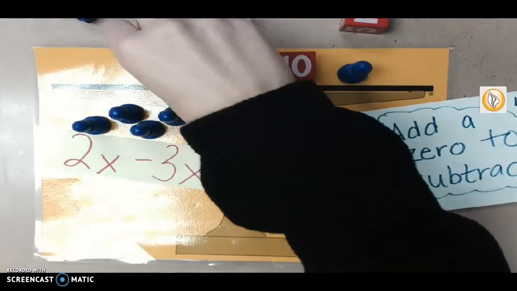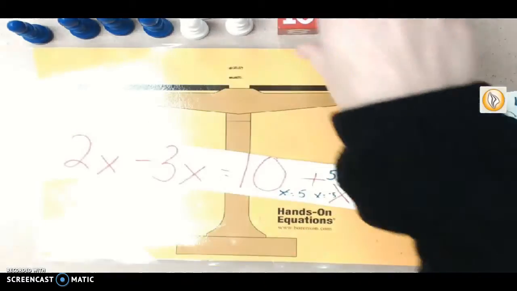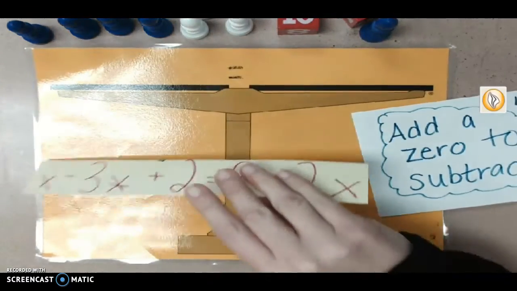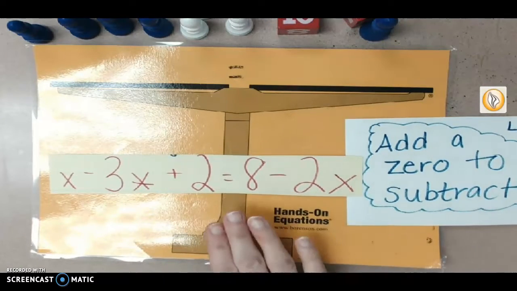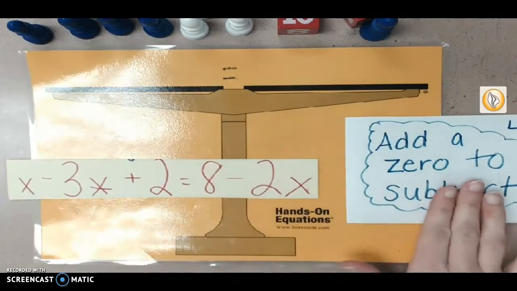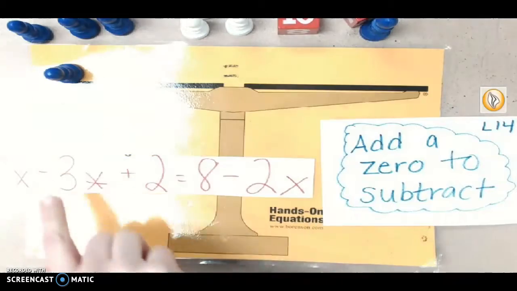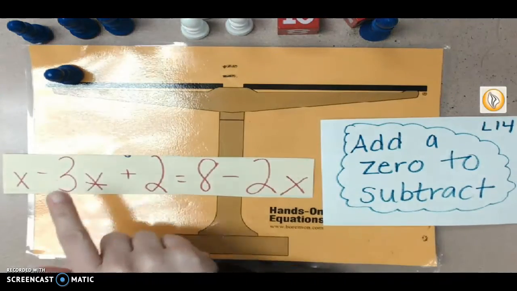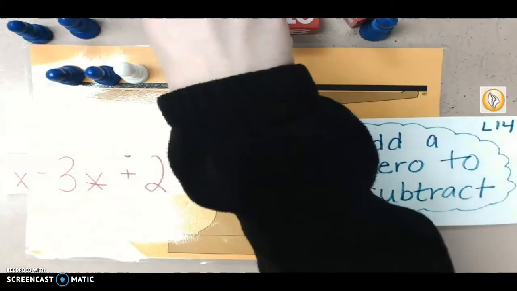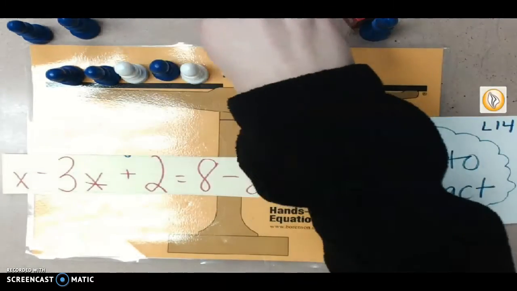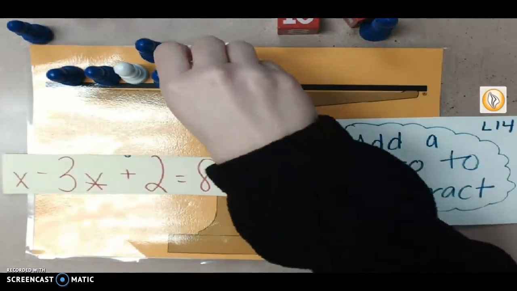And let's try one more before you're ready to try some on your own. So we'll go ahead and reset, and we'll go ahead and try to set up this equation. All right, so we're going to start with an x, and then it says that we need to subtract 3 stars. Well, I do not have any stars, so that tells me that I'm going to have to add 3 convenient zeros. And now I'll be able to remove 3 stars.